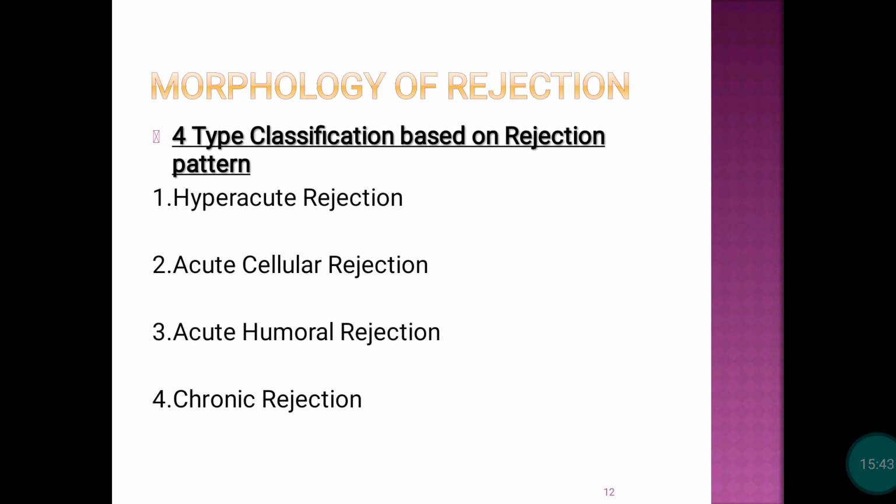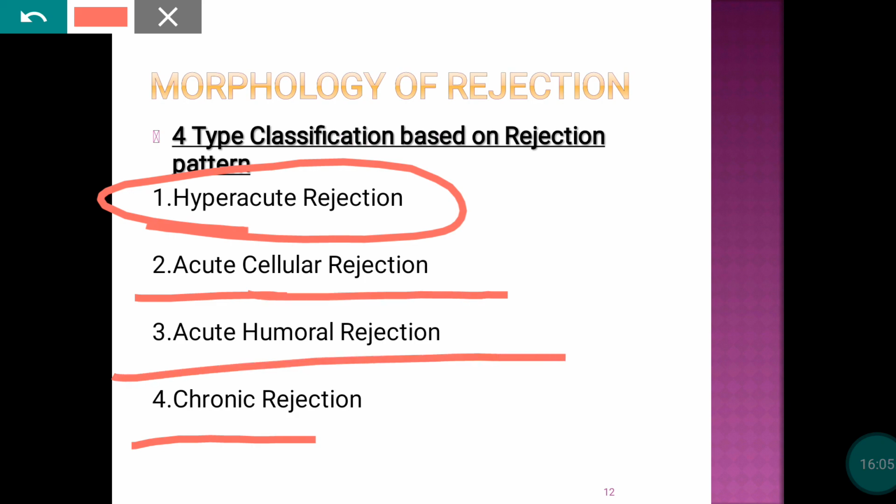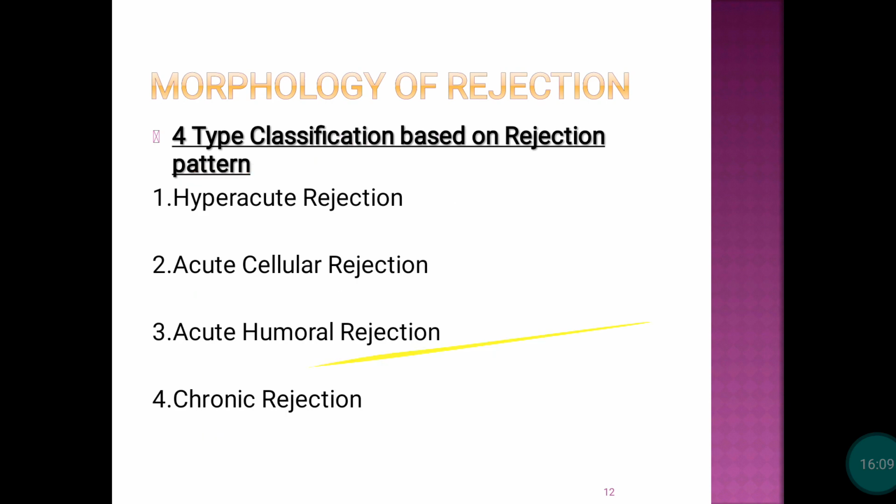Now I will teach you the morphology of the rejection. What will be the changes after the transplant rejection? So based on the morphology, we can divide the transplant rejection into types. First, hyperacute rejection, second, acute, and third one is chronic. Now again the acute is divided into cellular rejection and the acute humoral rejection. We will see each type one by one.